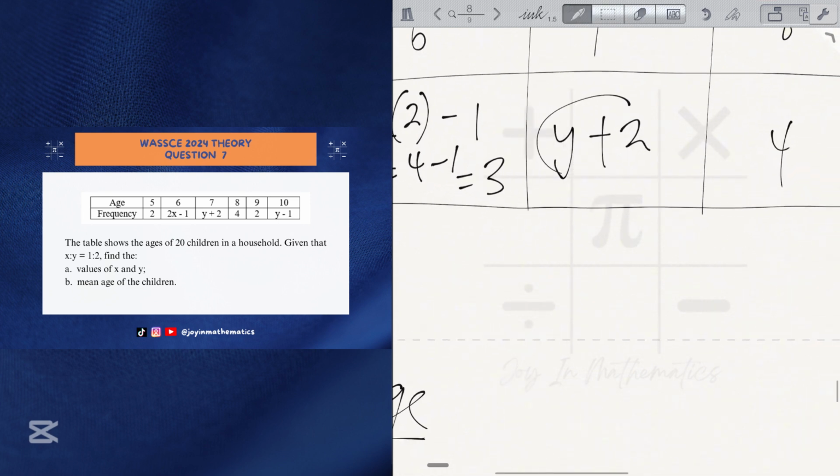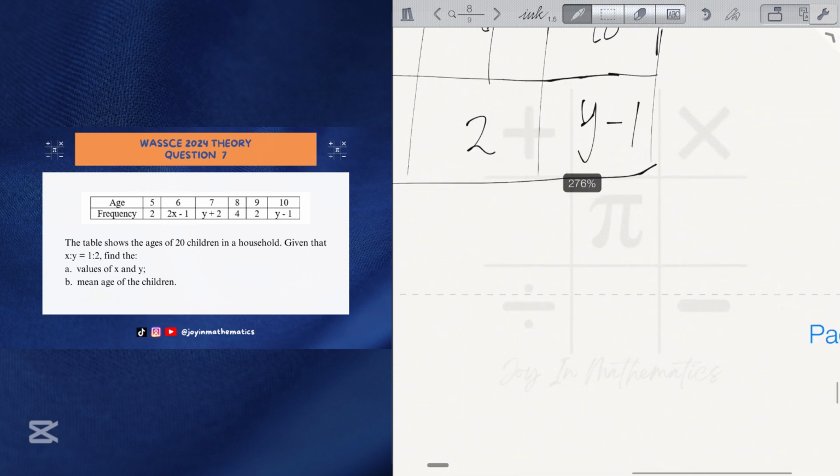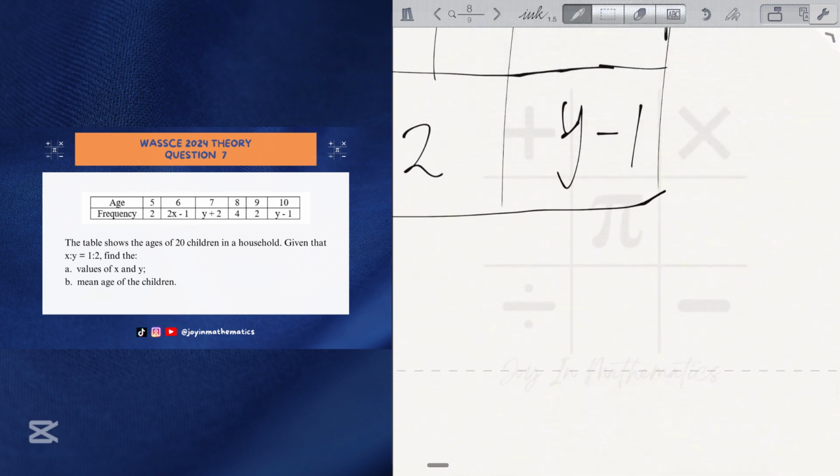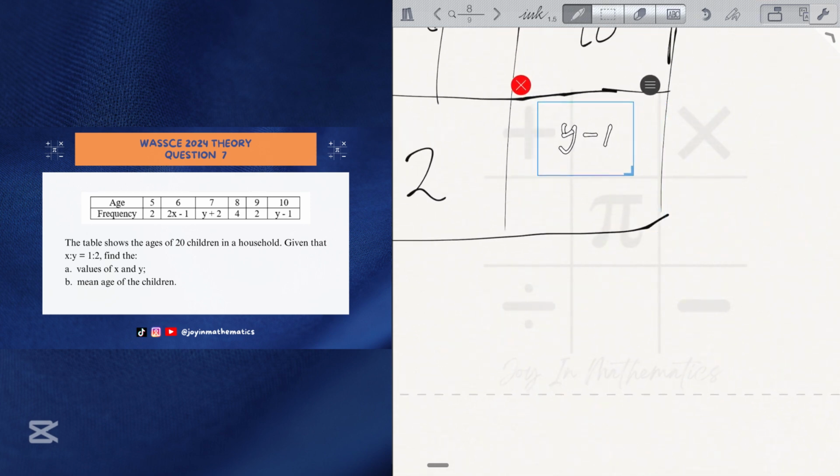So y plus 2, remember that y is equals to 4. So y plus 2, I want to reduce the size, and we'll have y, this will be 4 plus 2 to be equals to 6. Similarly, this is y minus 1. So let's reduce the size. And yep, got it. So y minus 1, this will be 4 minus 1, which is equals to 3.